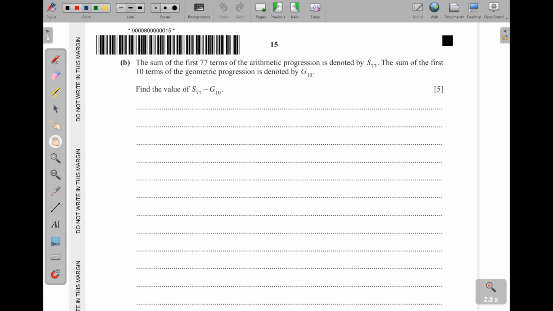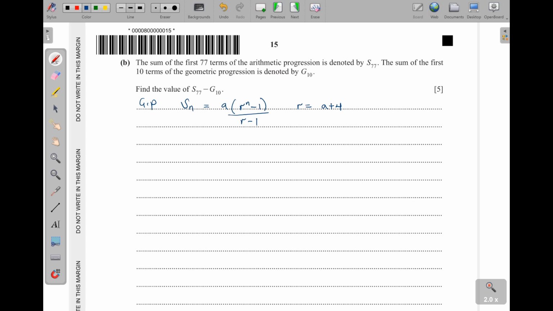2.5. Part B: the sum of the first 77 terms of the AP is denoted by S77. The sum of the first 10 terms of the GP is denoted by G10. Find the value of S77 minus G10. So for the sum of the first n terms of the GP, it is equal to A into R power n minus 1 out of R minus 1. So we need to find the R, that is the common ratio for the GP.